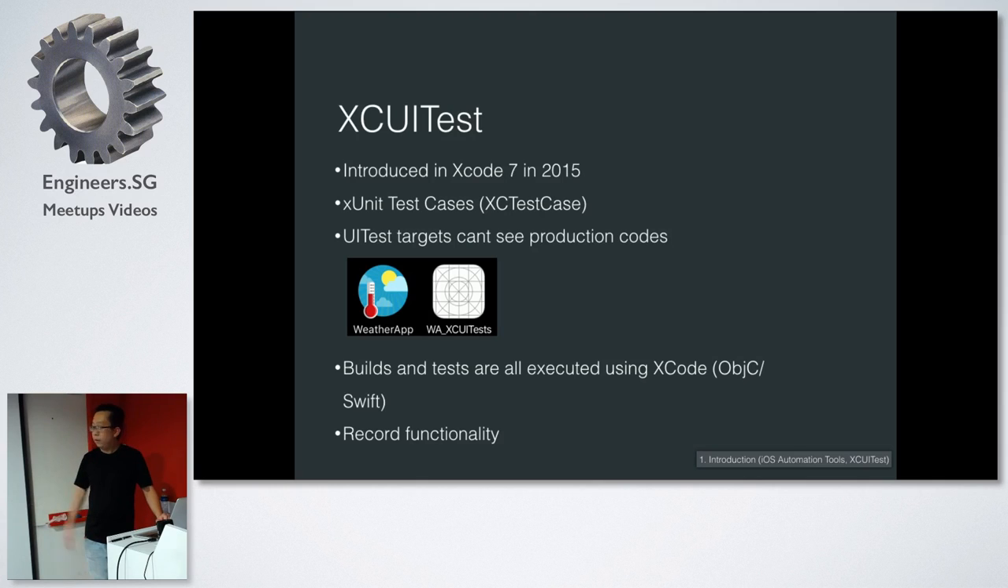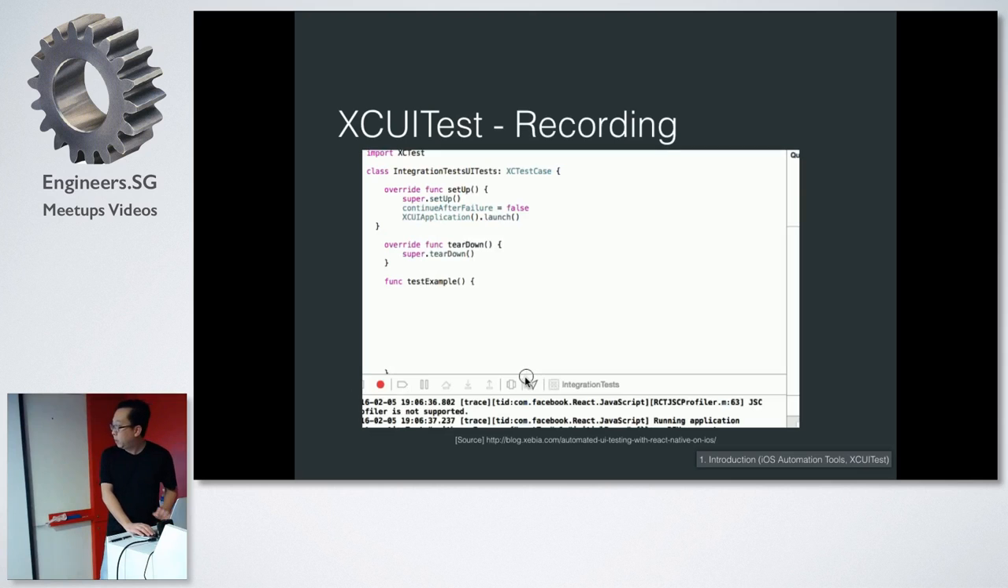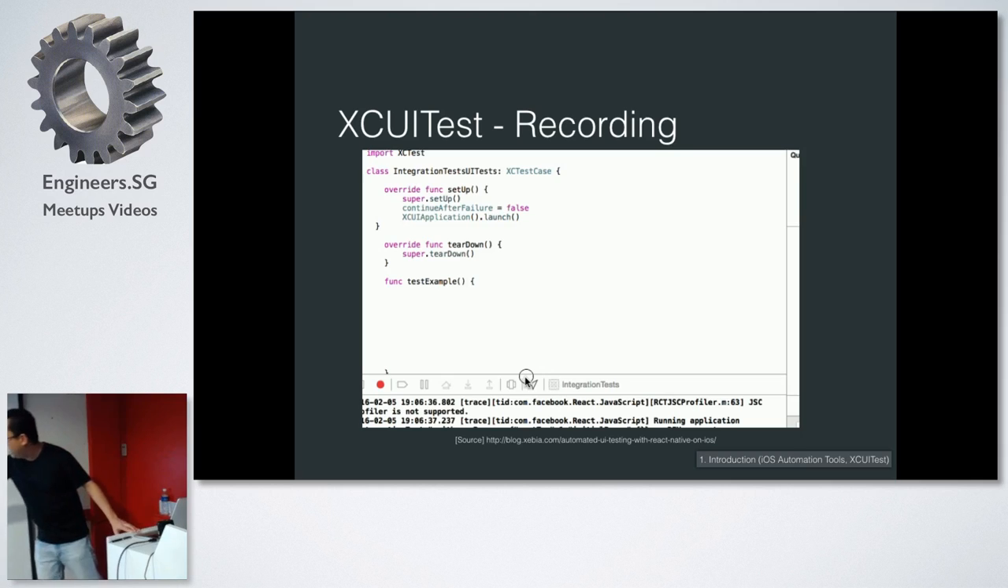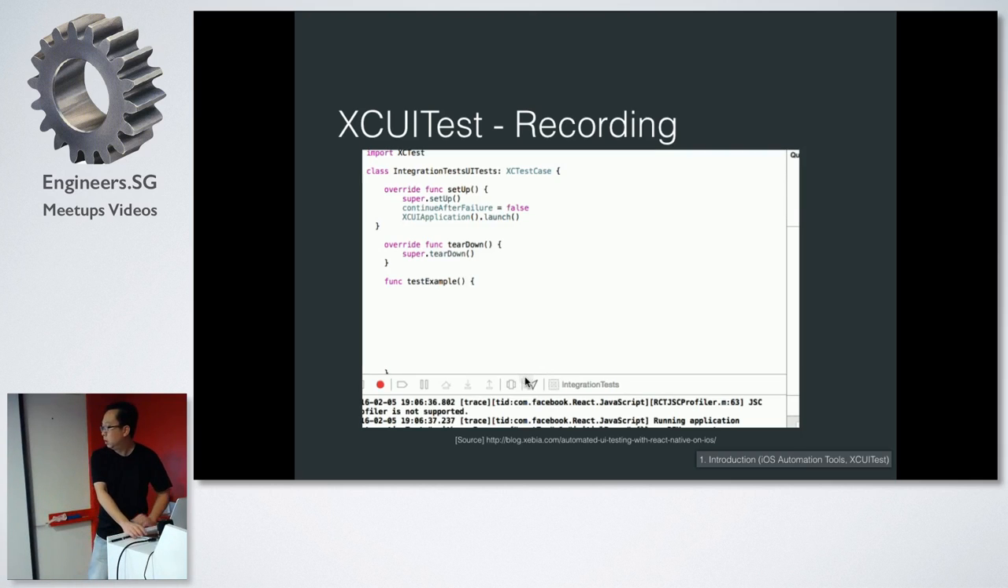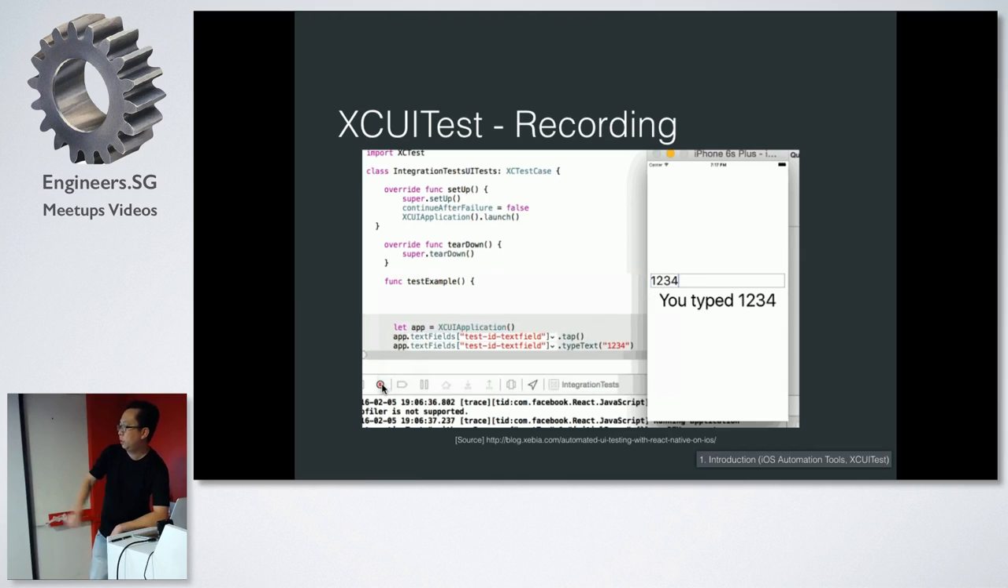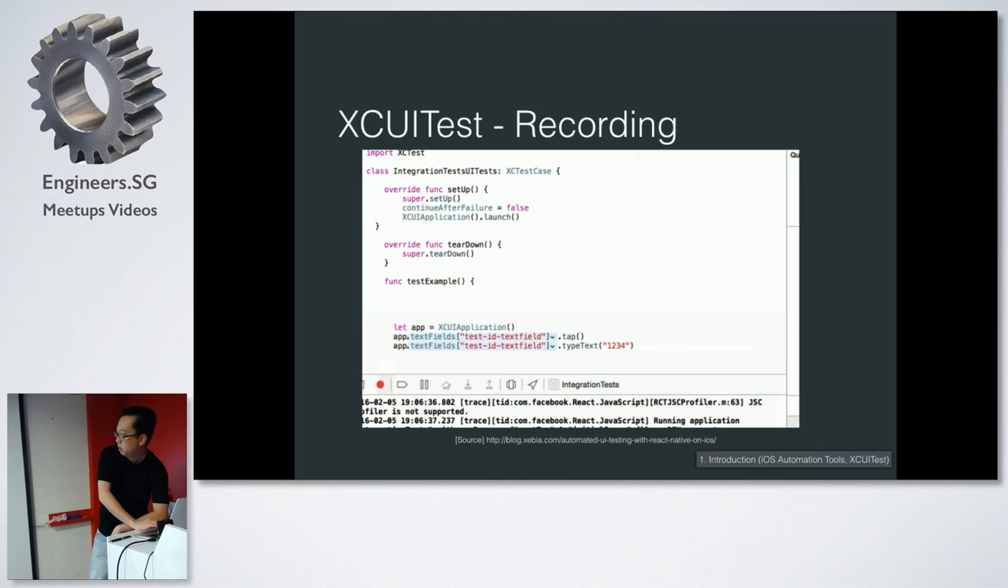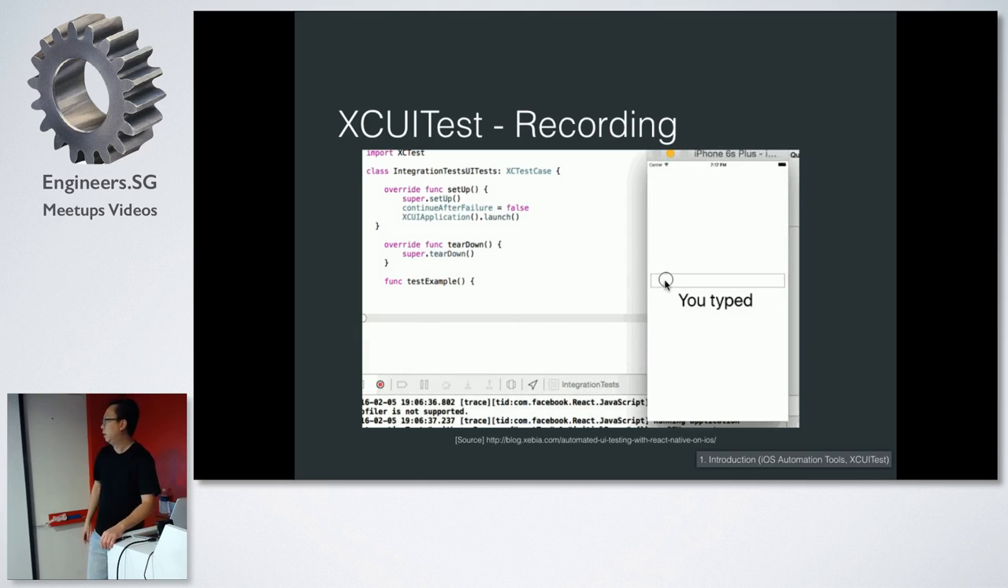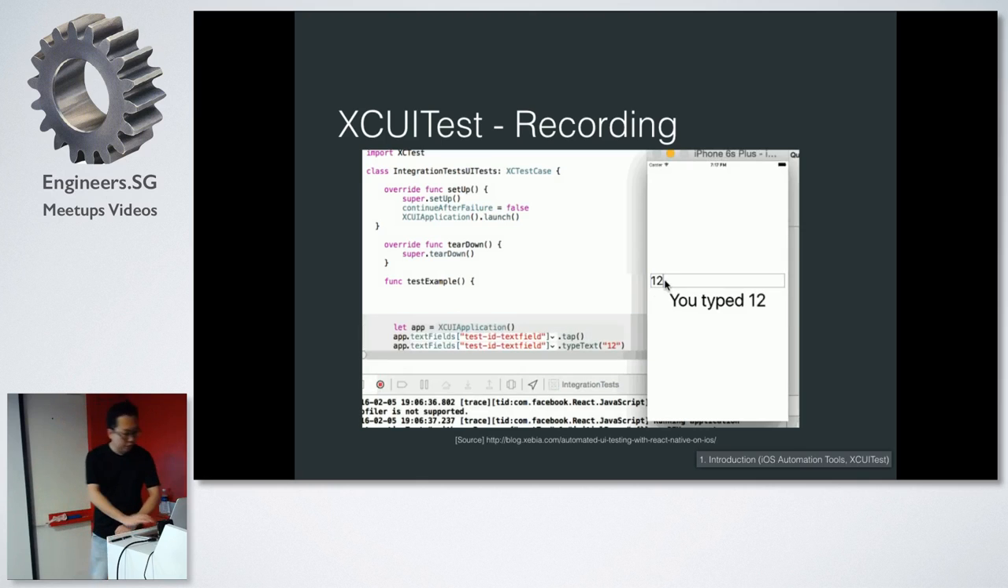One cool feature of XCUITest is the record functionality. Here's an example. Let's start with the record button at the bottom. When you tap the record button and interact with the app, Xcode will generate the code for you. One more time: tapping on the record button, interacting with the field, and Xcode generates the code for you.